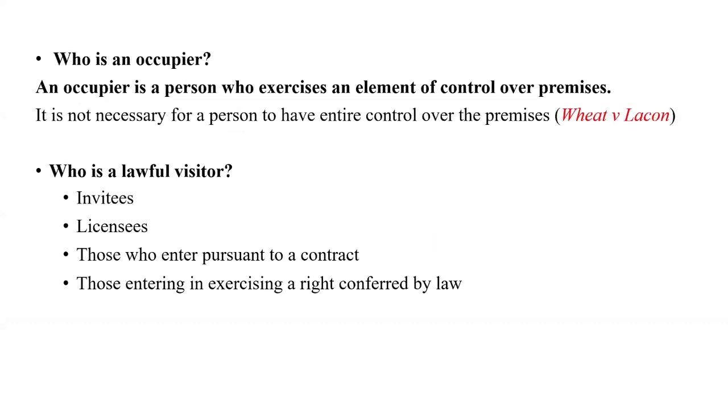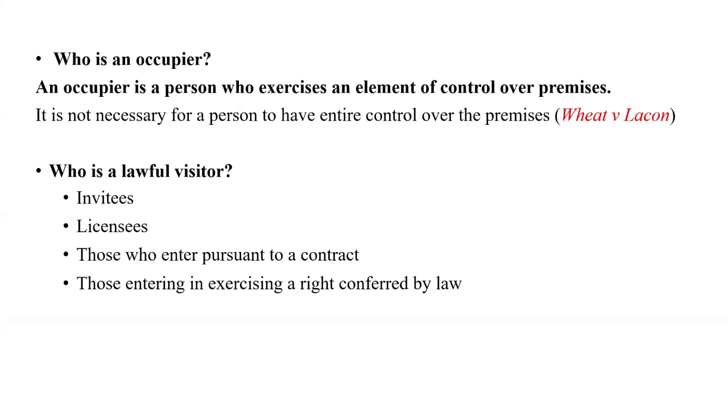So let us first look at the most important points that you have to include in your answer. Firstly, you have to know who is an occupier. Under the Occupiers' Liability Act 1957 or 1984, there is no definition given for an occupier. However, we have an important case, Wheat v Lacon, where the judges have defined an occupier as a person who exercises an element of control over premises. It is not necessary for a person to have entire control over the premises. Just some degree of control will be sufficient for that person to be considered as an occupier.